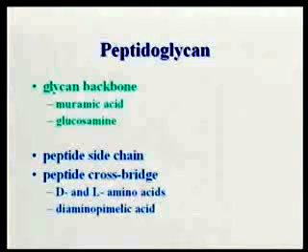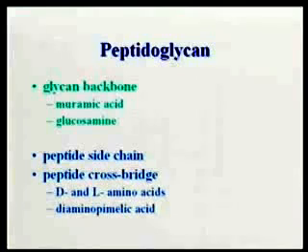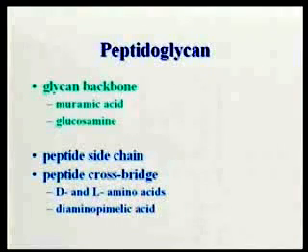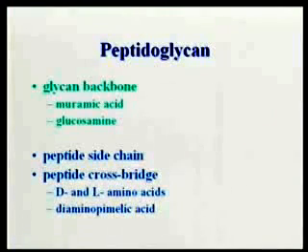Okay, why do we call it peptidoglycan? We call it peptidoglycan because it has 2 components, a glycan backbone and peptide components. Sometimes there'll be 1, sometimes there's 2. I'll show you what I mean by that in a second. But peptidoglycan: a peptide part, an amino acid containing part, and a glycan part, a sugar containing part.